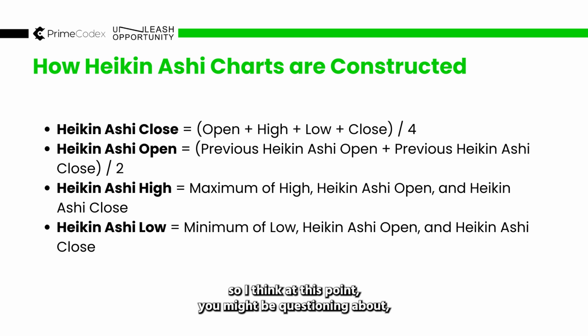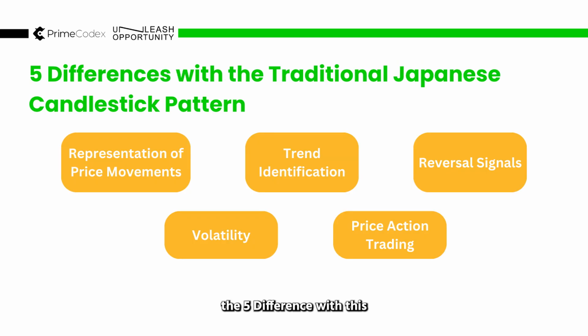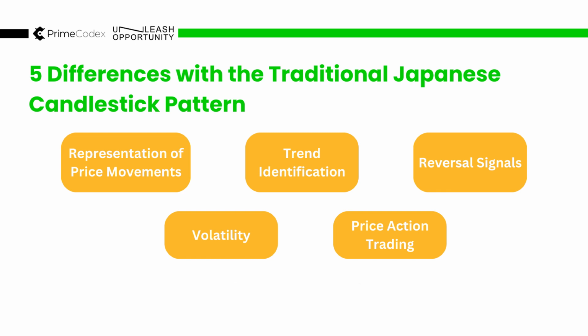So I think at this point you might be questioning how the Heikin Ashi chart differs from the traditional candlestick pattern. So let's talk about 5 differences with this traditional Japanese candlestick pattern. The first one, representation of price movement. Traditional candlesticks show the actual price movement with open, high, low, and close price, while Heikin Ashi candles provide a smoother representation of trends by using modified calculation.